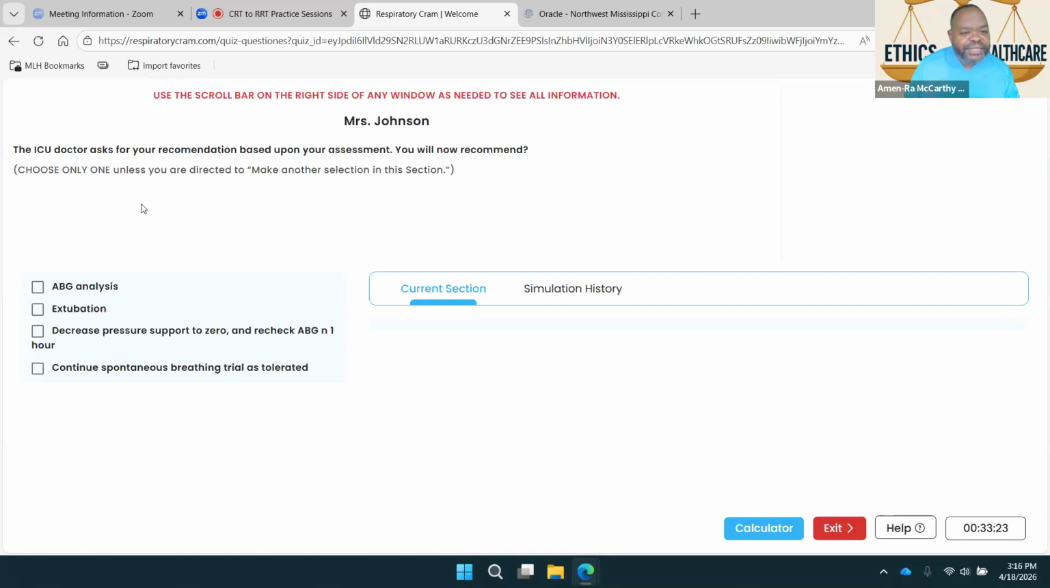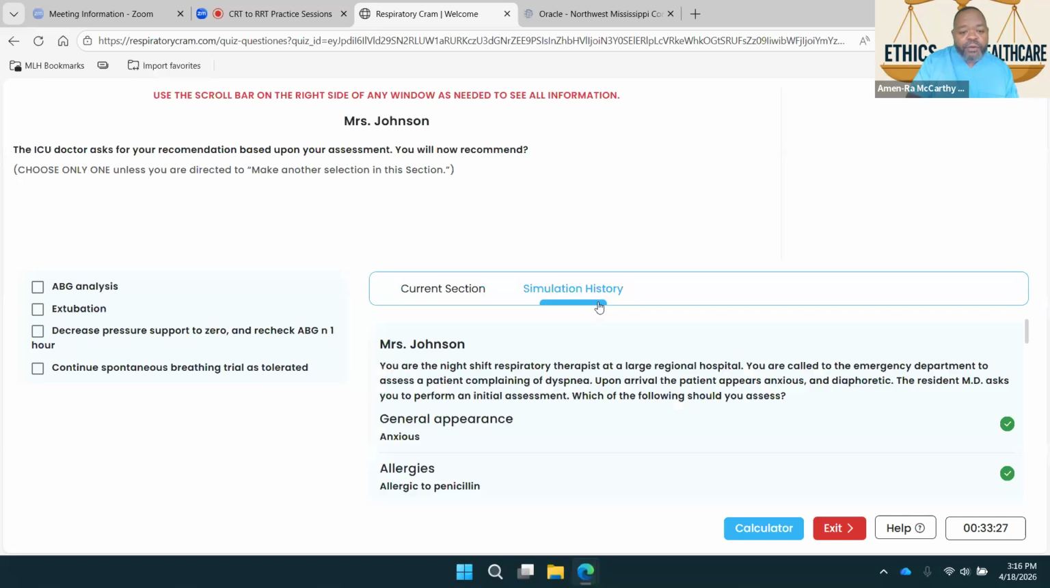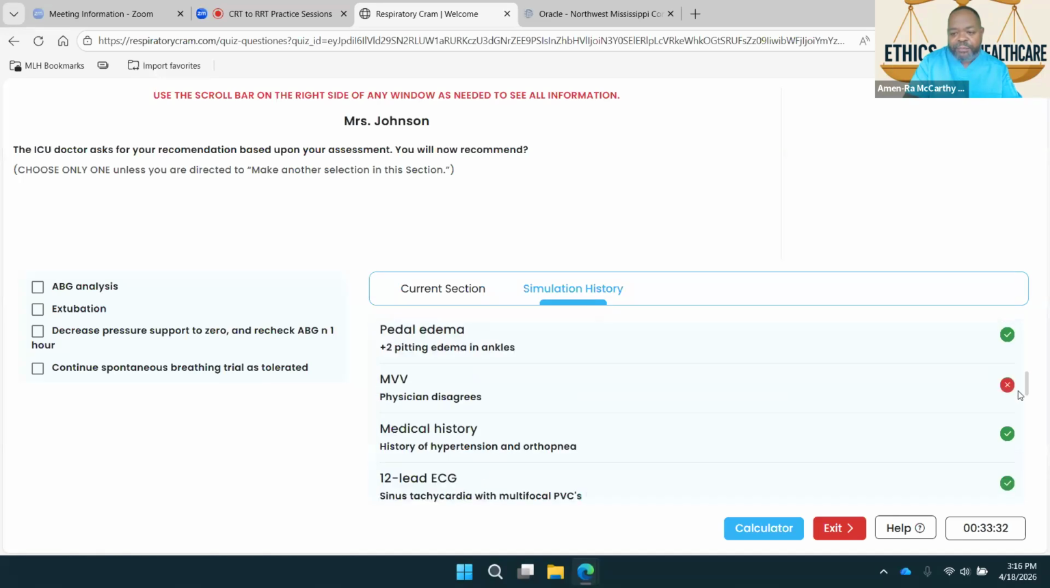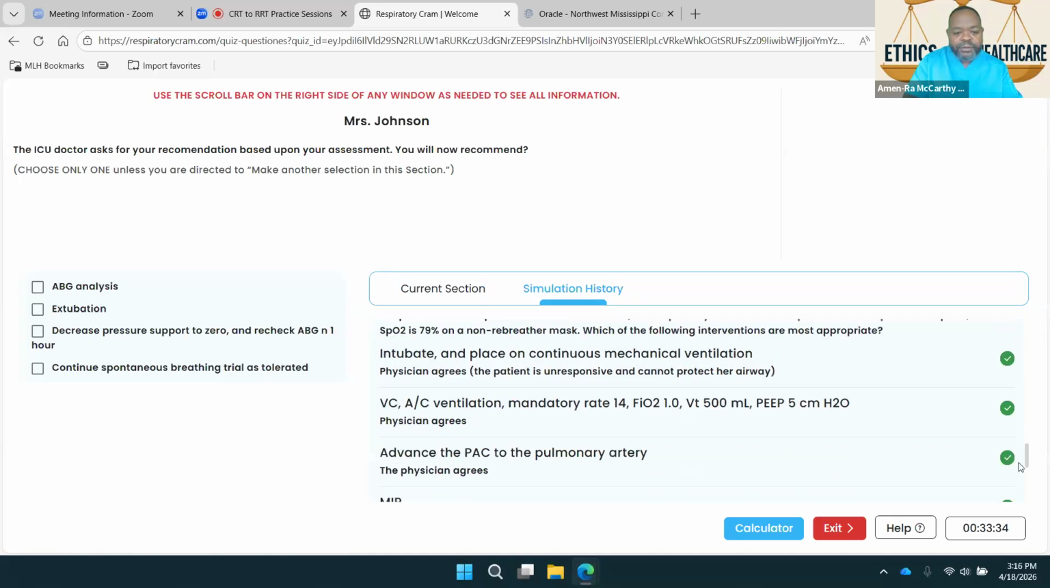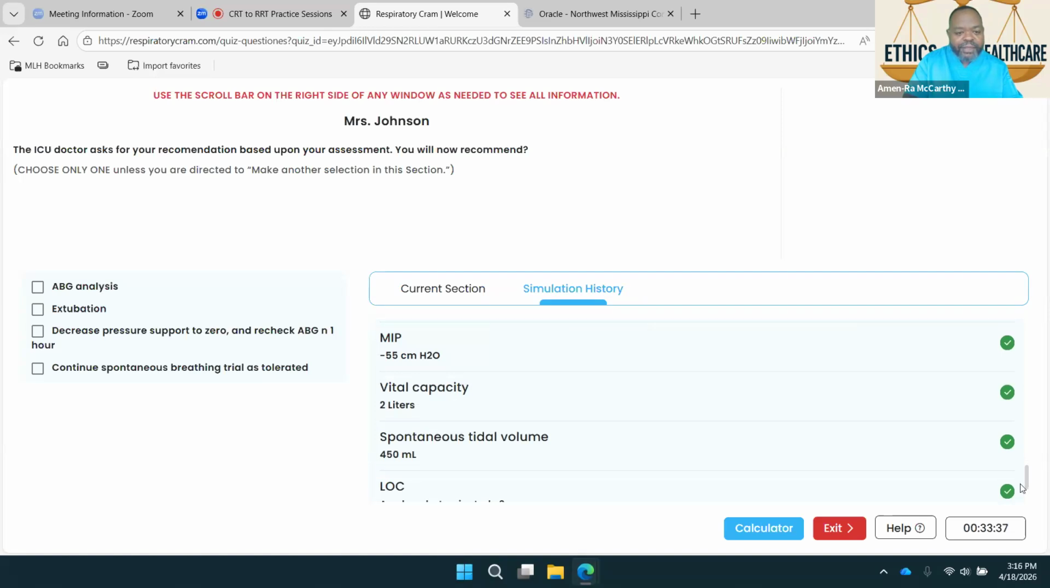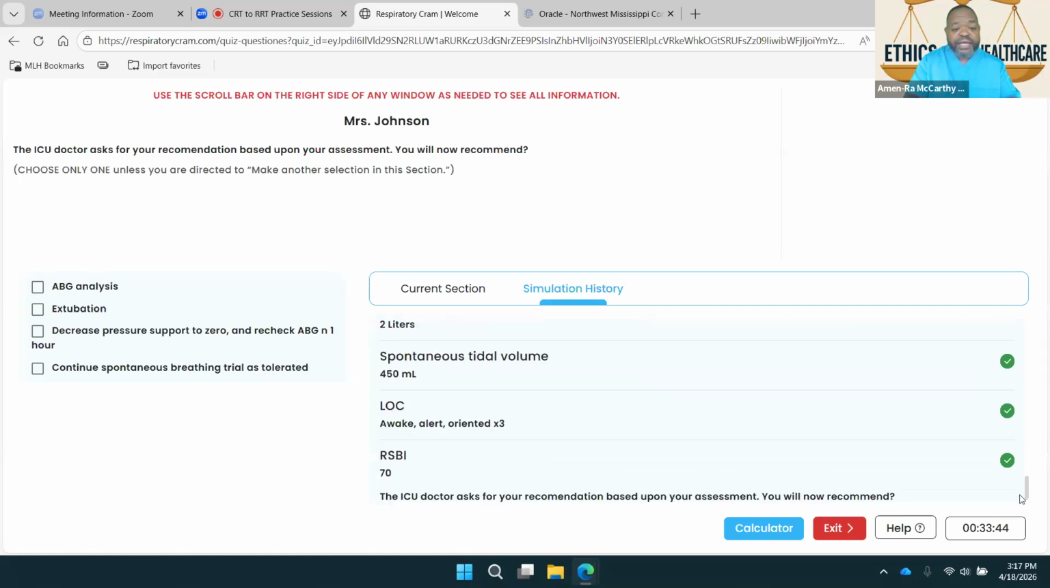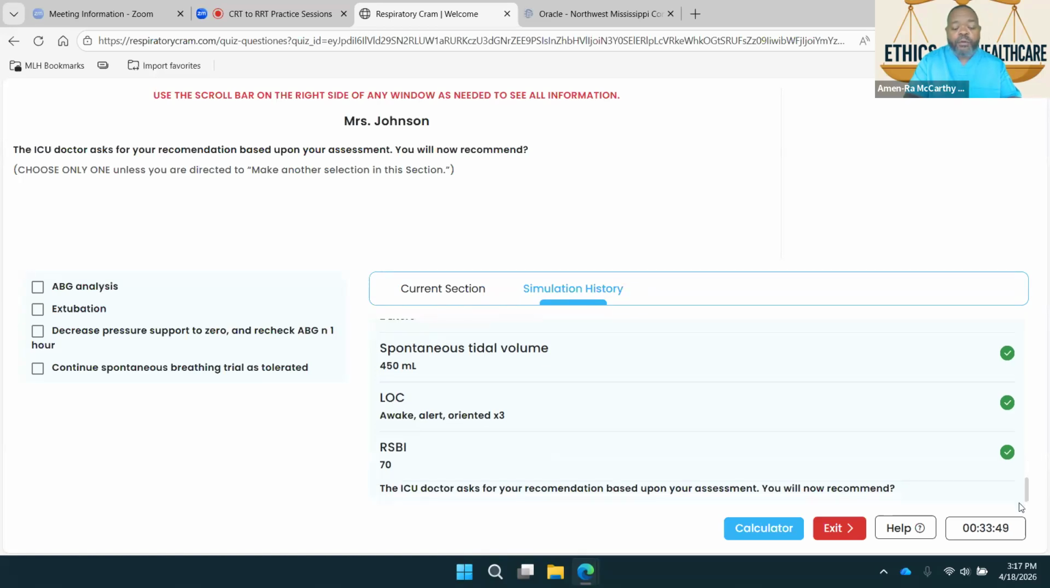All right. The ICU doctor asks for your recommendation based on your assessment. You will now recommend what? So after all that we just did, and here's our simulation, I promise this is the last one. We got an MIP of negative 55. Her vital capacity is 2 liters, which is good. Spontaneous tidal volume is 450, good. Her level of consciousness: awake and alert and oriented, times 3. RSBI of 70. What are we ready to do?